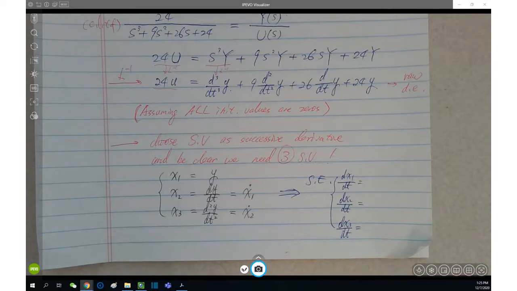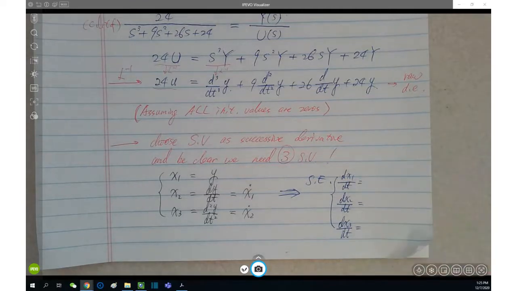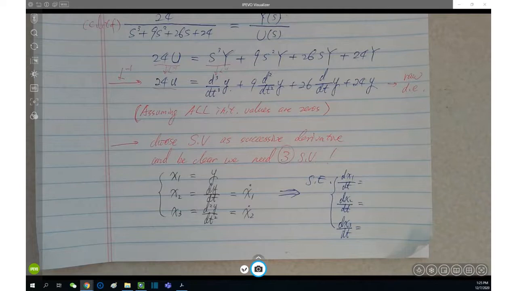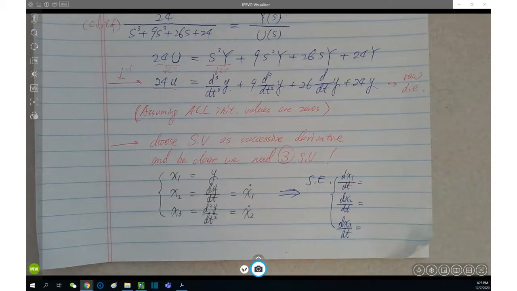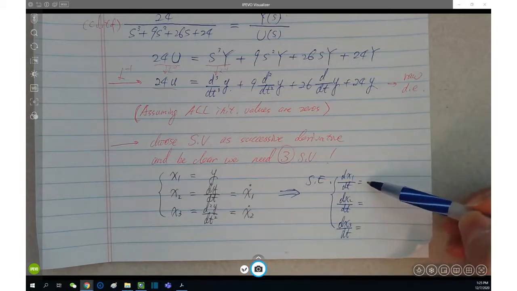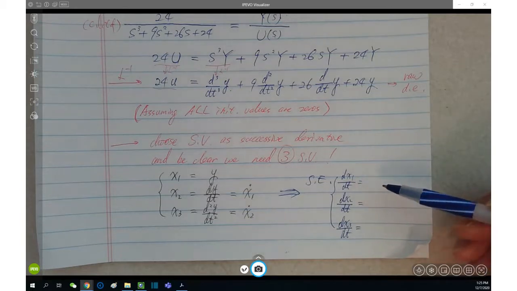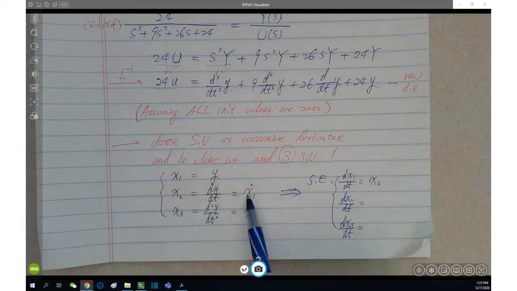This is the definition of state equations. It's not for any individual problem yet. State equations are defined in this format: the left-hand side of the state equation is definitely the first order derivative of the state variable, so it must be like this. Then let's see the right-hand side of the first equation. The first order derivative of x1 equals what? Very simple, isn't it? x2, how about that? First order derivative of x1 equals x2.